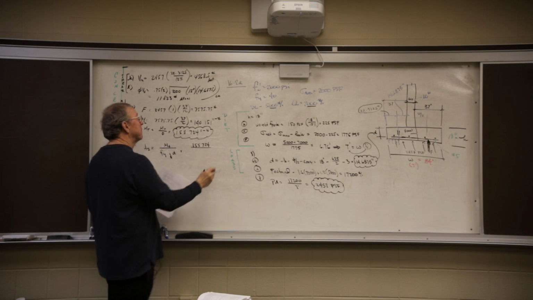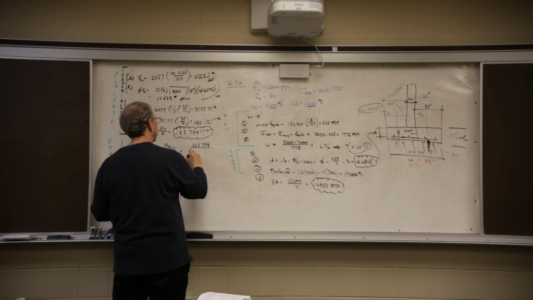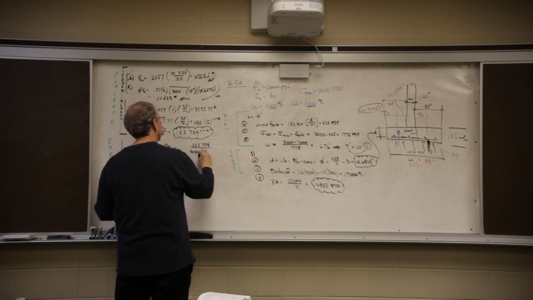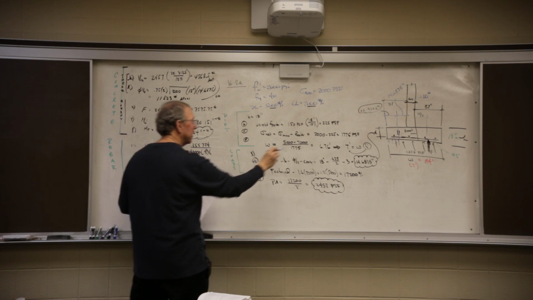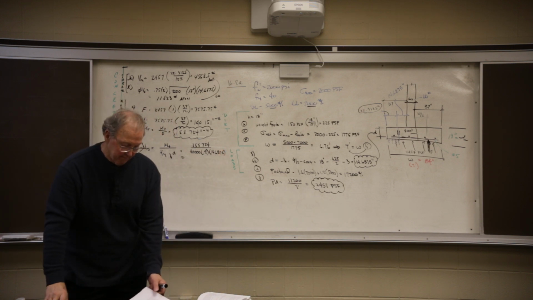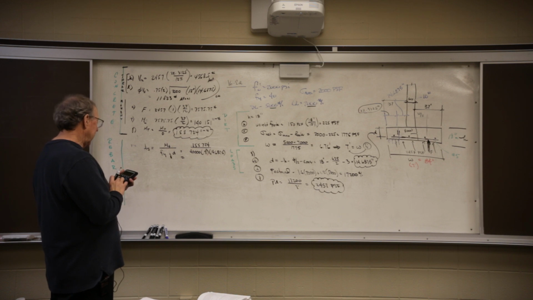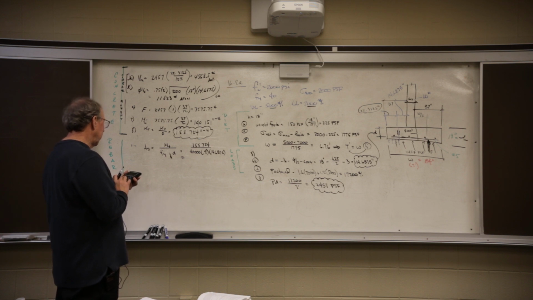155,724 divided by the type of steel, 40. This is in pounds, so this needs to be in PSI. J is a constant, and D is the 14.6875. Divide, you got it. 155,724 divided by 0.9 divided by 40,000 divided by 14.6875.